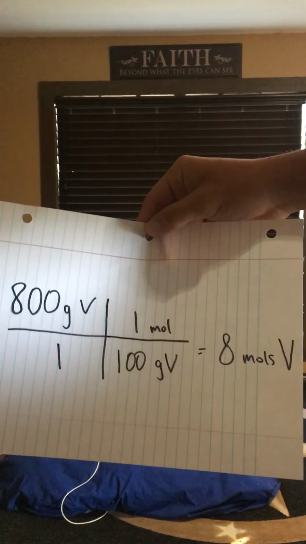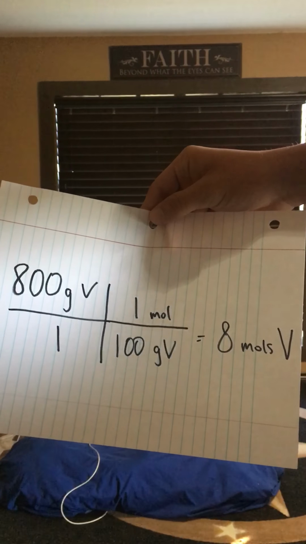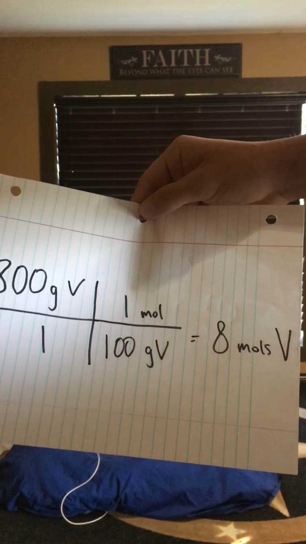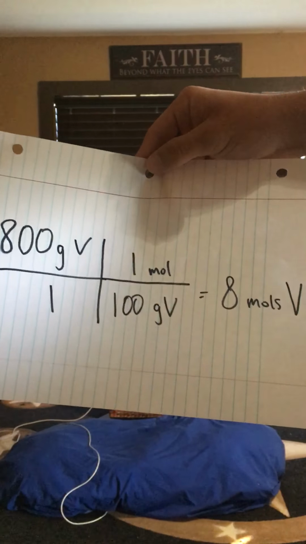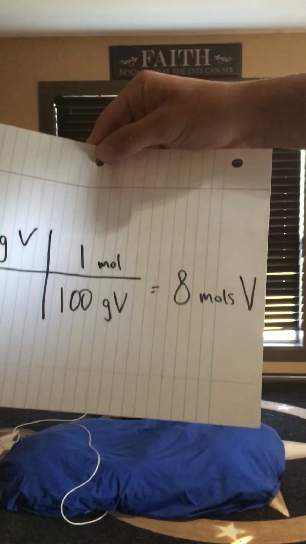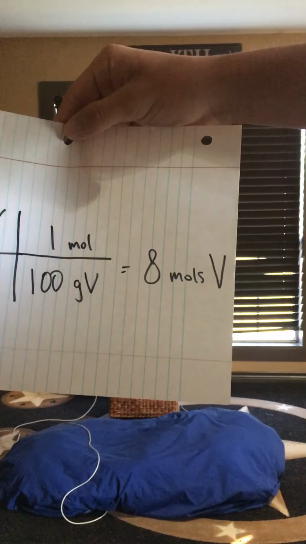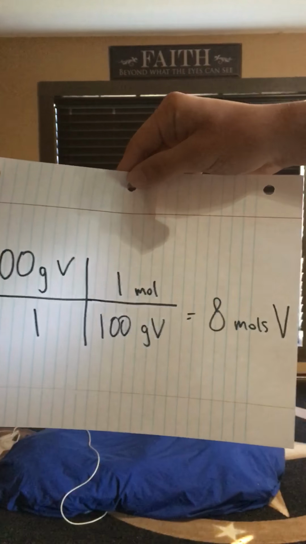Okay, if I had 800 grams of vibranium and the molar mass of vibranium is 100 grams, and I divide 800 by 100, then I would get 8 moles of vibranium, which is not even enough to make fission, considering I need 500 moles of vibranium to make him.